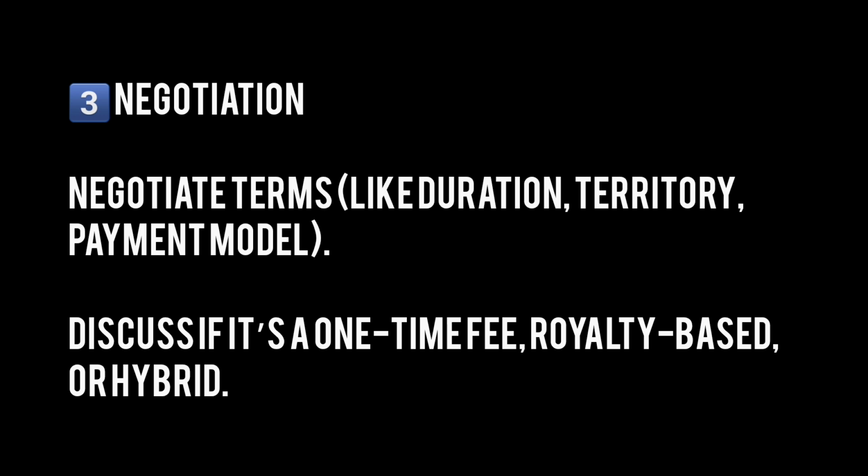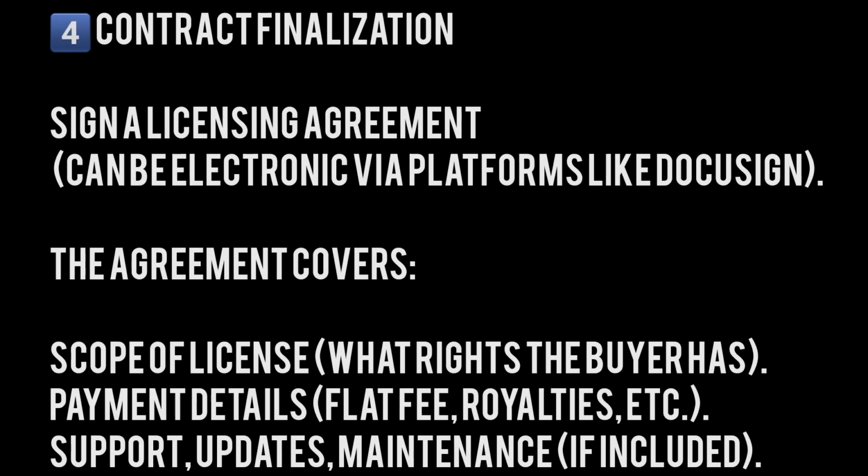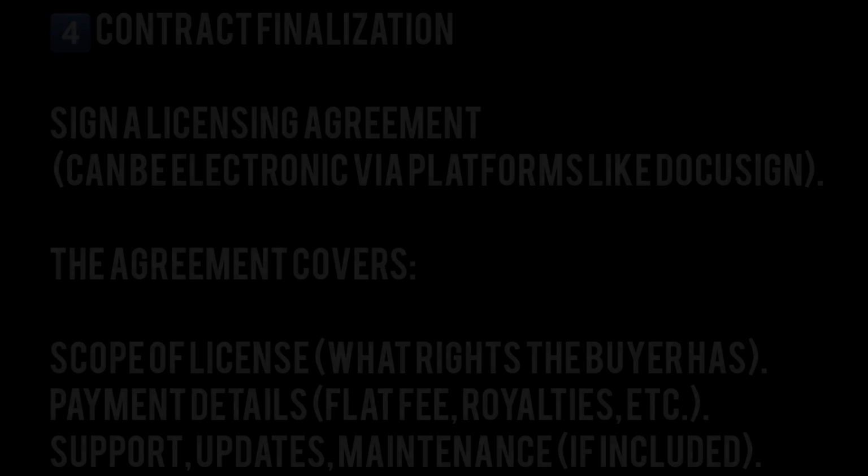Negotiate terms, like duration, territory, payment model. Discuss if it's a one-time fee, royalty-based, or hybrid. Contract finalization: sign a licensing agreement, can be electronic via platforms like DocuSign. The agreement covers the scope of license, what rights the buyer has, payment details, flat fee, royalties, etc., and support, updates, maintenance, if included.